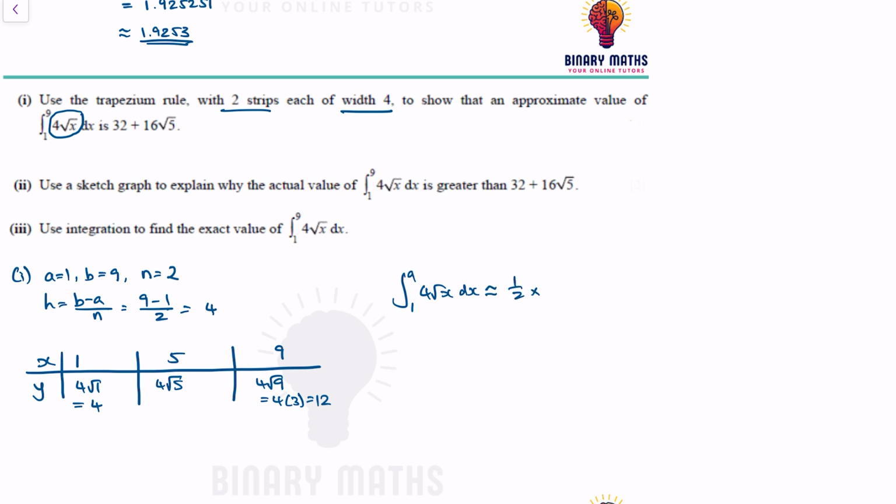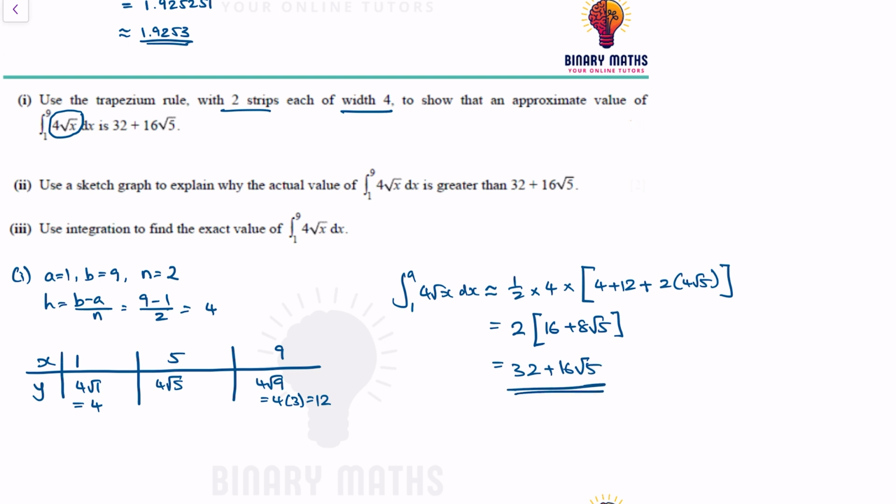half times h, which is just 4, times first plus last value, which is 4 plus 12, plus 2 lots of the one in the middle, which is 2 lots of 4 root 5. Okay, half times 4 gives me 2. 4 plus 12 is 16. 2 lots of 4 root 5 is just 8 root 5. If I multiply out the 2, I get 32 plus 16 root 5, which is what I was trying to find.